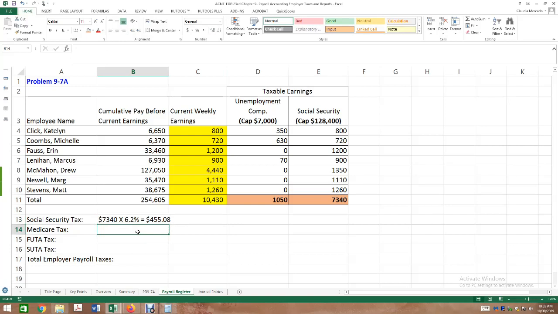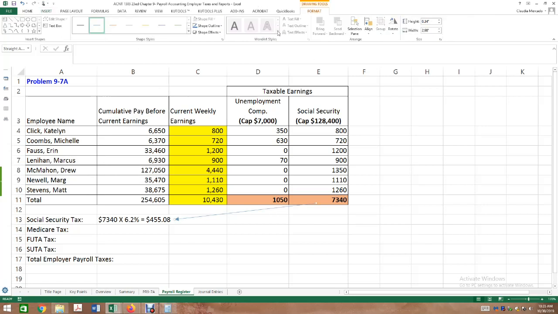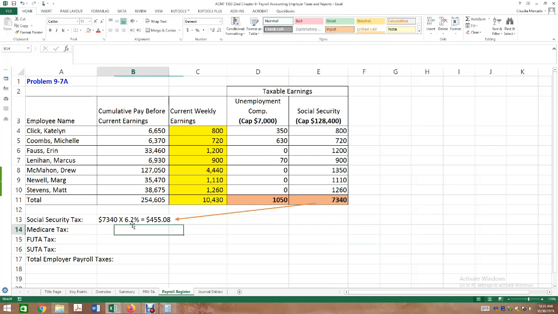Now for Medicare. Medicare does not have a cap. So I am going to pay taxes on everything that the employee has earned. Let me maybe do some lines, that way we can see where. I'm going to get this one for this one right here, and I'm going to do this one in this color. Now for Medicare, I'm going to get the information from right here.